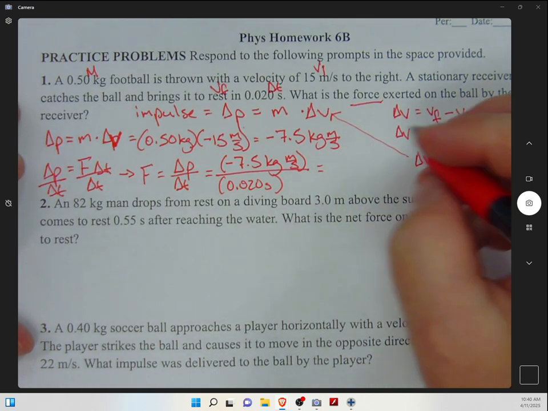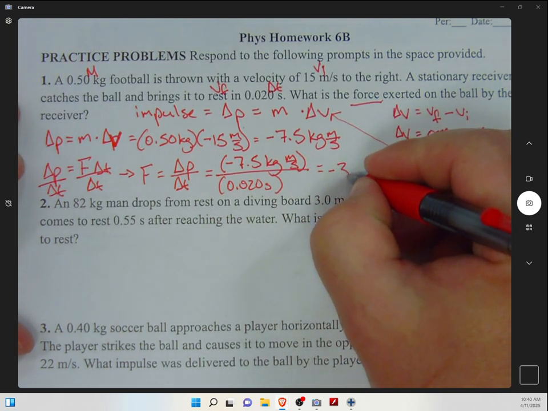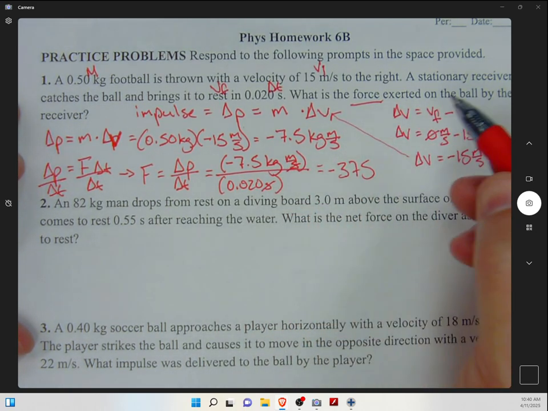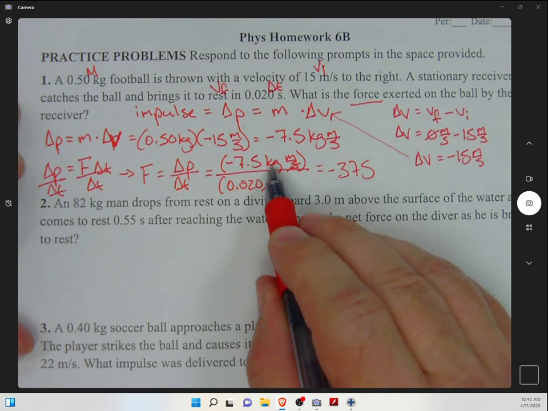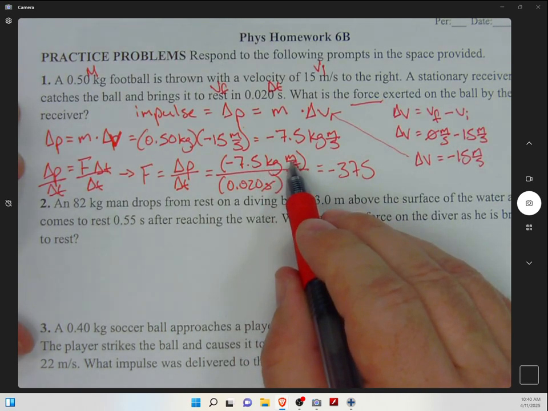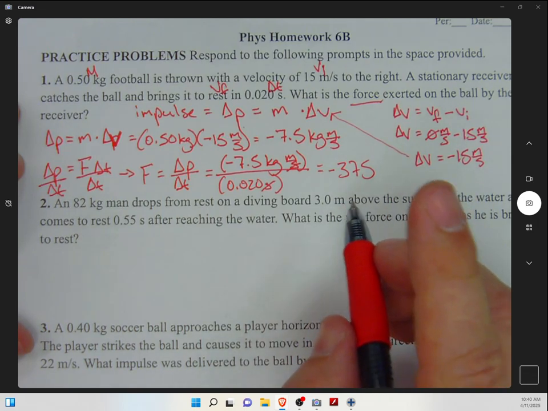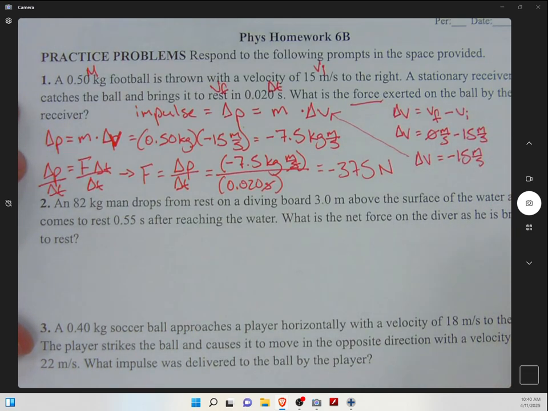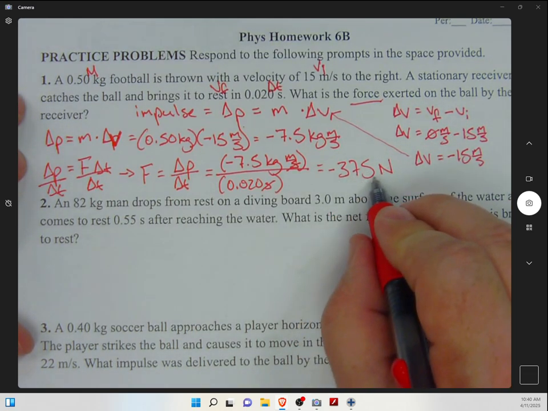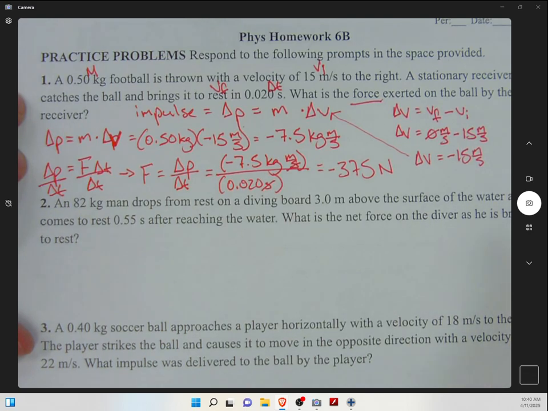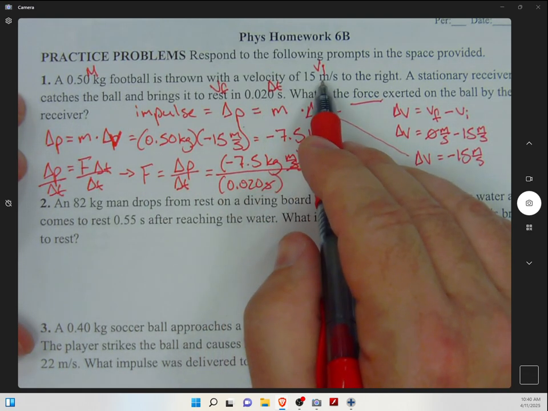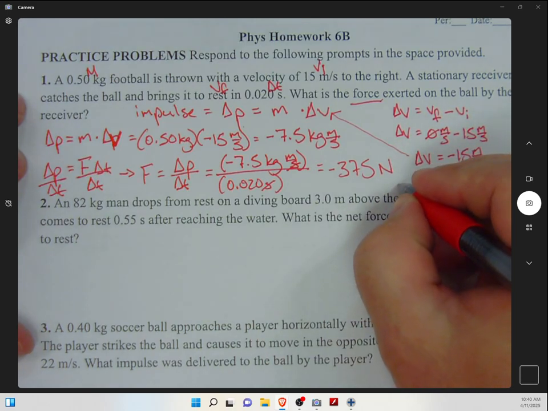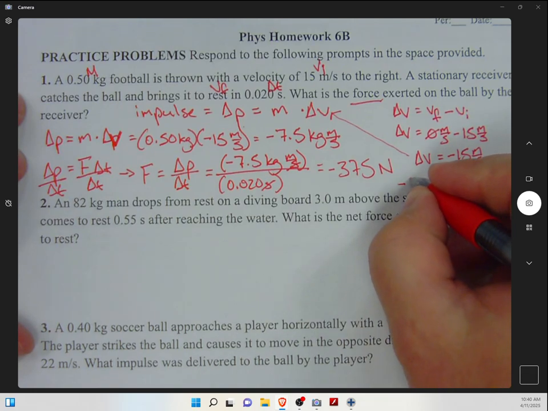My calculator wants to spit out negative 375. Now we have seconds canceling out seconds, so the units here are going to be kilograms times meters. But remember, a kilogram multiplied by a meter is a newton. I want to round this to 2 sig figs, right? Because 2 sig figs. So I'm going to round this to, what am I going to round it to?